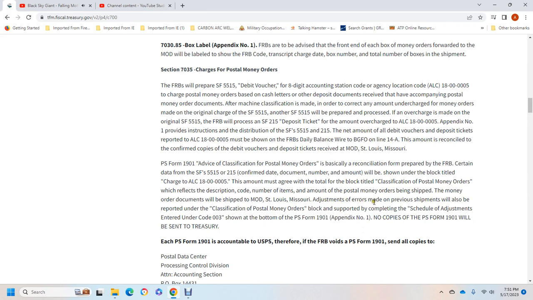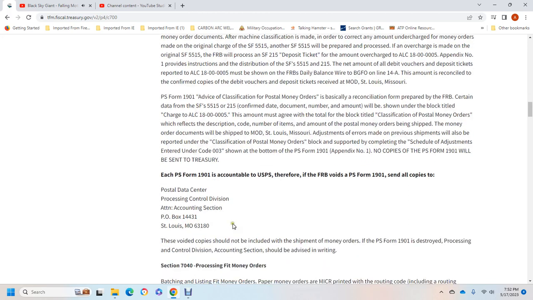The adjustment for each of the errors made in the previous statement shipment will also be reported for the class of postal money orders, in the block for the complete schedule adjustment entered under code 003 shown at the bottom of the postal form 1901. No copies of the PS form 1901 will be sent to the treasurer.